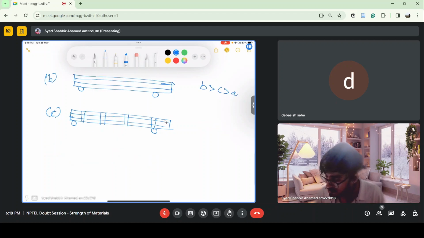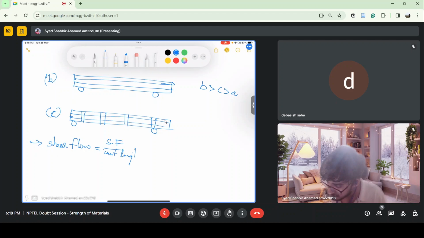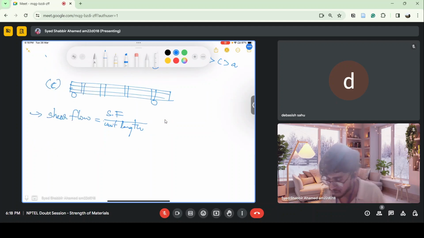So what you asked is shear flow. We have seen that shear flow is nothing but shear force per unit length. We are making it analogous to a fluid flow. That's it.